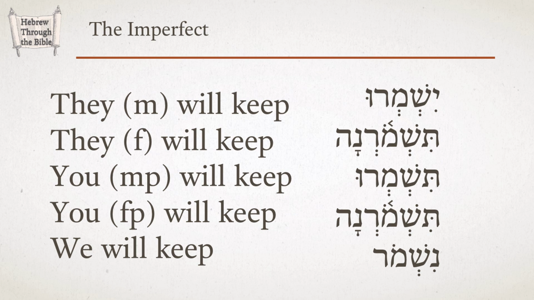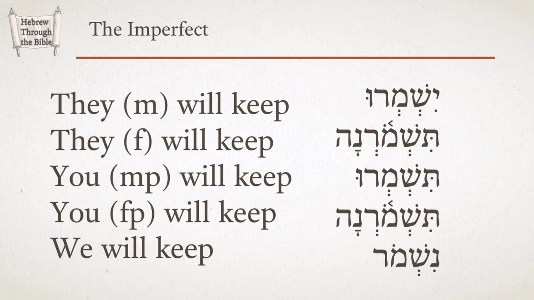These imperfect forms are forms to learn well enough that you could recite them or write them without error. Please say them together with me. Yishmeru, Tishmorna, Tishmeru, Tishmorna, Nishmor.